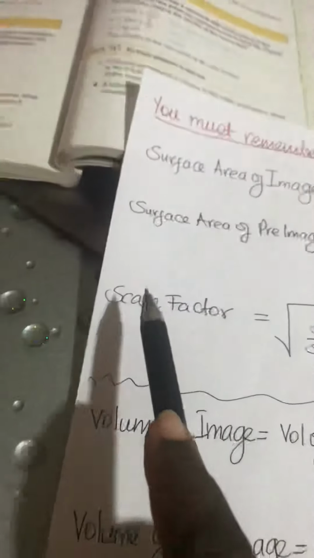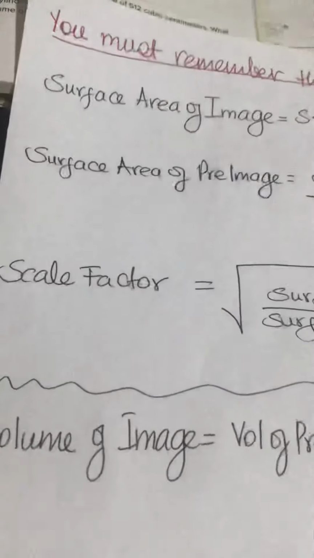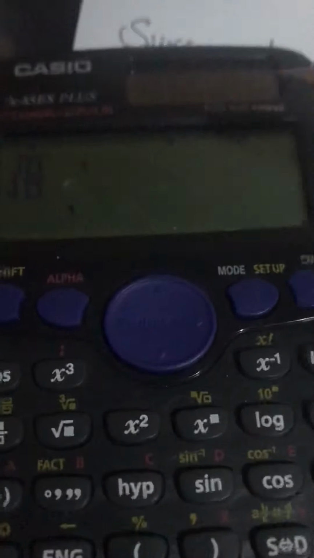Okay? If you want to find the scale factor, you must press this. First, you press the square root sign. This is called the square root. And then you press your fraction bar, just like that. So, you press square root, where is it? Square root. And then you press fraction bar. And then you put your values, and then you press your answer.